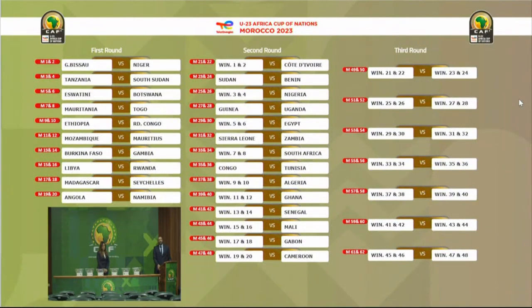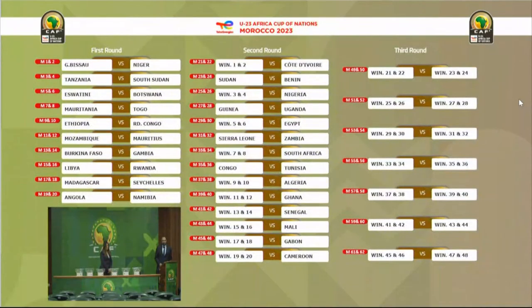So, ladies and gentlemen, this concludes our drawing of lots for the qualifiers of the Under-23 Africa Cup of Nations, Morocco 2023. The third round is explained in the fixtures, as we were explaining also during the draw. So it's by the order of the matches, according to the order of the draw that we established. So the final tournament will be played in June 2023. Let me also confirm the dates of the qualifiers.